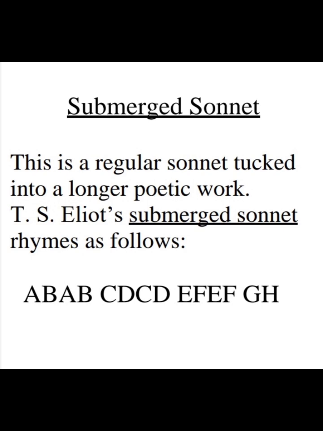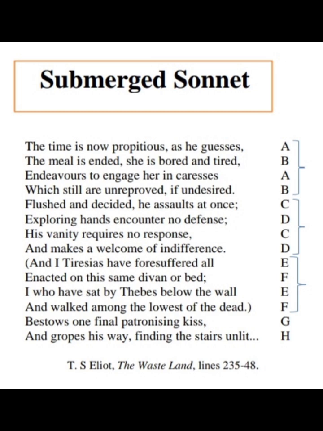The sixth non-standard sonnet is the submerged sonnet. The submerged sonnet. This is a regular sonnet of 14 lines tucked into a long poem, as are lines 235 to 148 in T.S. Eliot's The Waste Land, given here for illustration. The Waste Land is a poem in 433 lines.